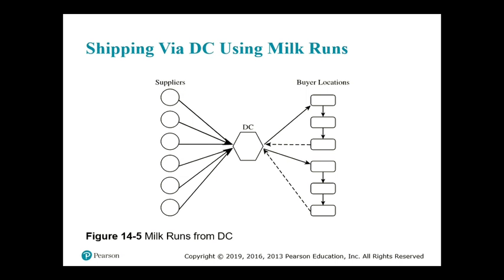And then we can also do shipping via an intermediate location, whether it's a DC or a cross-docking location, with milk runs. So why we use milk runs and the benefits are similar to before. And similarly, this milk run can be from the supplier side as well. Can be like this.